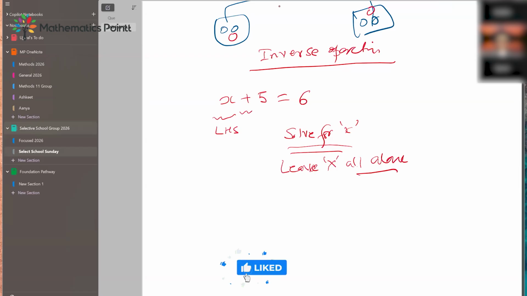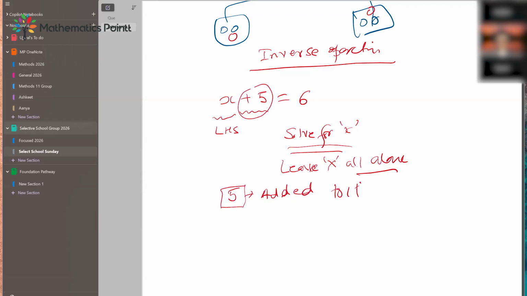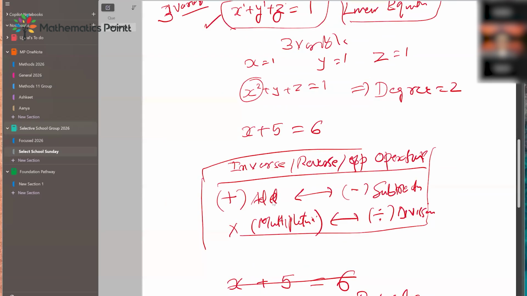So right now, this poor x has 5 added to it. If I get rid of this 5 on the left hand side, my dear x will be left all alone, and that is precisely what I am after. So let's try to leave this x all alone, especially by getting rid of that 5. How do I get rid of this 5? This 5 is added to x, and addition has a reverse operation, or an inverse operation, of subtraction.